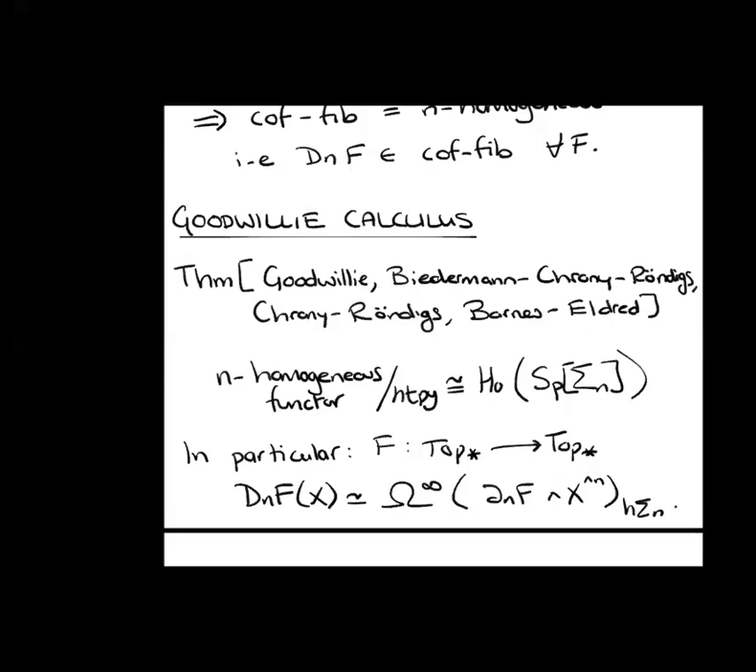So the rest of my talk is going to be, does something similar happen here? Can we characterize homogeneous functors by spectra with some kind of group action, and do we get a nice infinite loop space coming out as the layers?